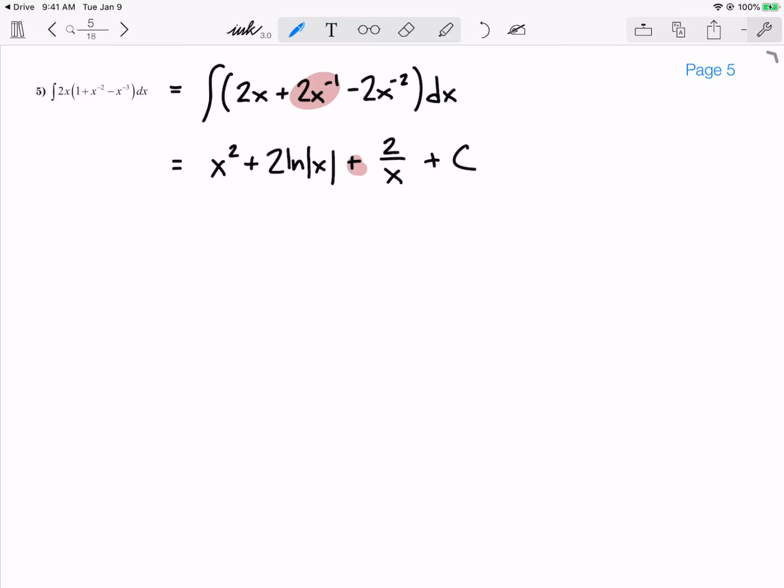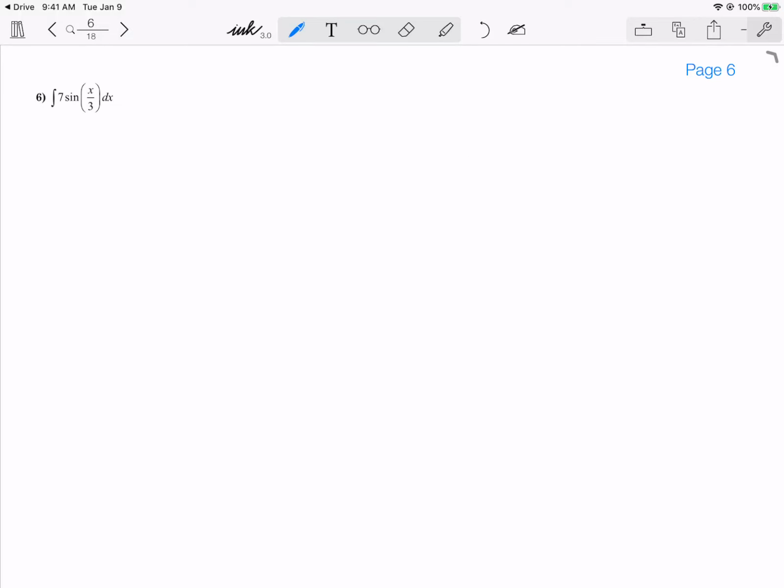So again, as always, feel free to slow me down or speed me up if I'm not going quick enough, or skip if this stuff's too easy. Next one, 7 sine of x over 3.